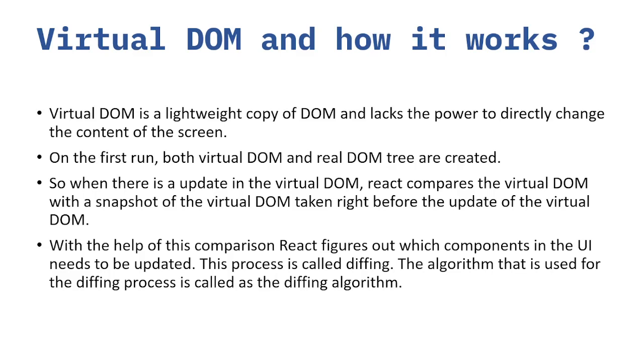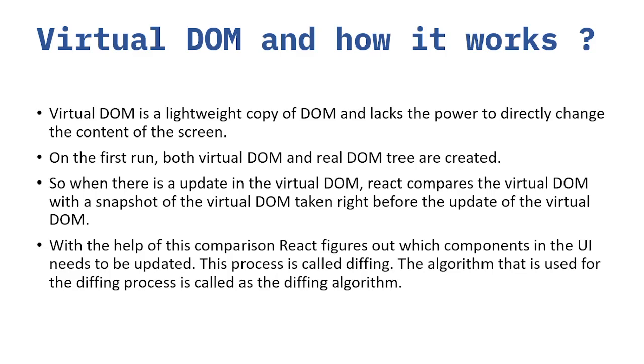So virtual DOM is basically a lightweight copy of DOM, but it lacks the power to directly change the content of the screen. So it doesn't have the power to manipulate the screen but it is the exact replica of our DOM. So on the first run, both virtual DOM and the real DOM tree are created. Okay, so when we do ReactDOM.render, both the virtual DOM and real DOM trees are created. But when there is an update in a component, so one of the components of your application gets updated, there is an update in the virtual DOM.